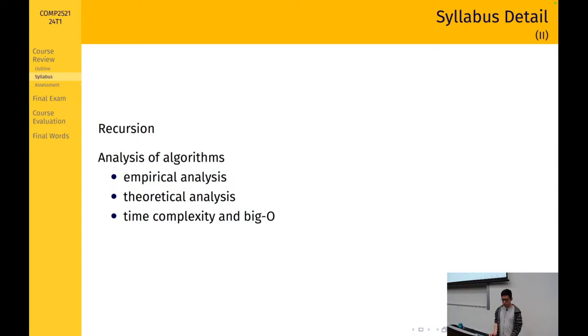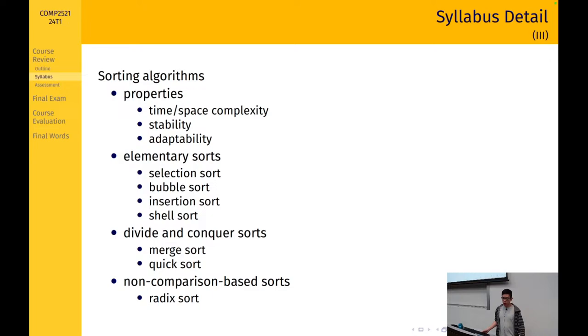Okay, so after analysis of algorithms, we looked at a bunch of different sorting algorithms, right? We talked about sorting algorithms early on because it was a nice way to practice our algorithm time complexity analysis. So first we introduced some properties of sorting algorithms, like their time and space complexity. Stability was an important property, and adaptability.